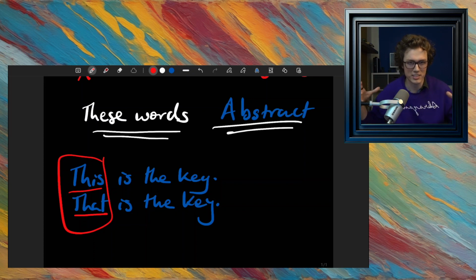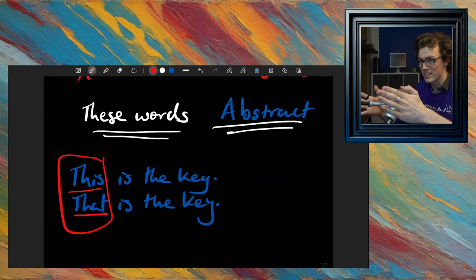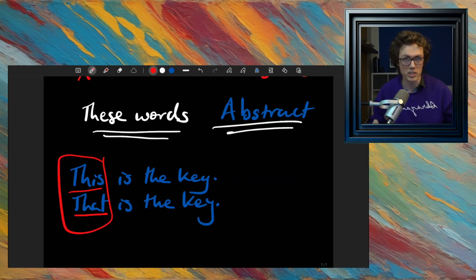And so it's this different feeling, right? When you're done with it, you've pushed it away, you point to it and say, "that's it." But if you're going to talk about it or you're currently in that realm of conversation, that's when you're going to use "this is the key."